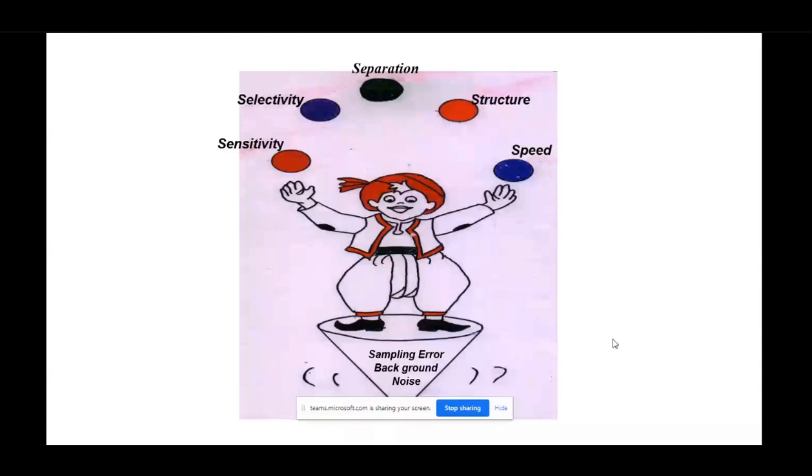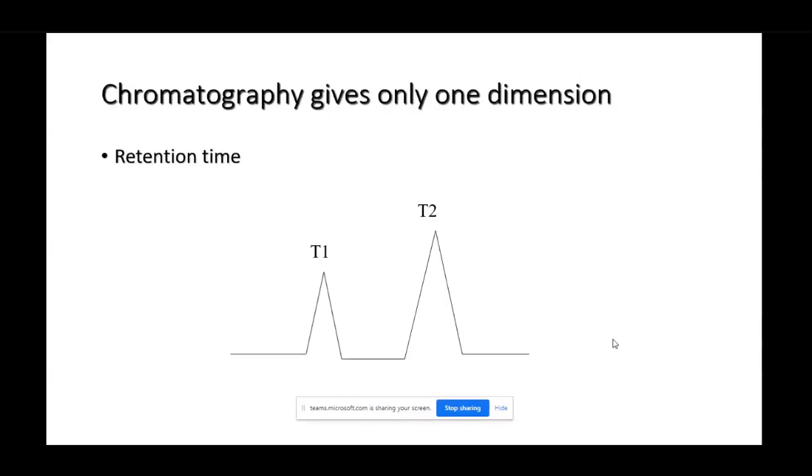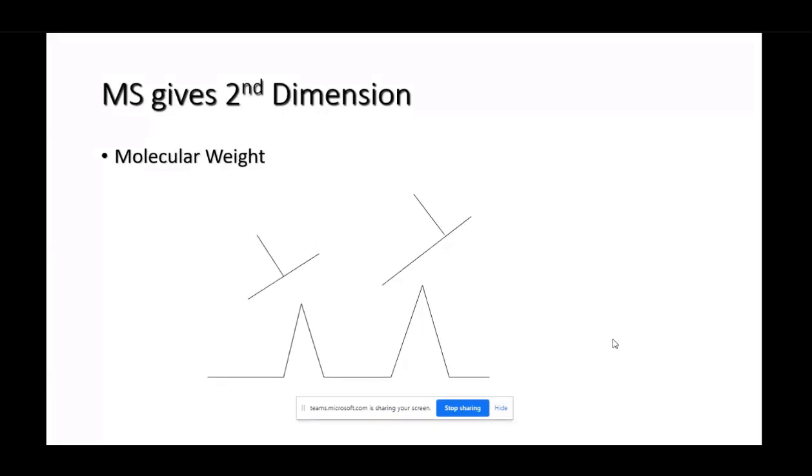So let me quickly go to the techniques of importance, especially as far as metabolite identification is concerned: GCMS, LCMS, and MSMS. Out of which, of course, LCMS is more important than GCMS, because most of the compounds being non-volatile, GCMS has limited applications. Now, why do we require mass spectrometry? Just quickly, I will go through that. Chromatography gives you only one dimension, that is retention time. But a mass spectrometer gives you an additional dimension, that is molecular weight, which is very important to identify the compound.